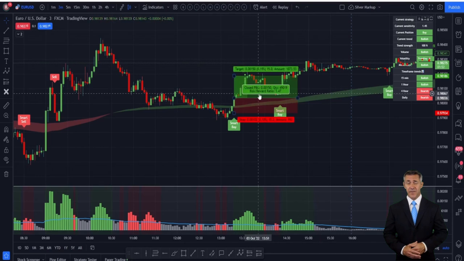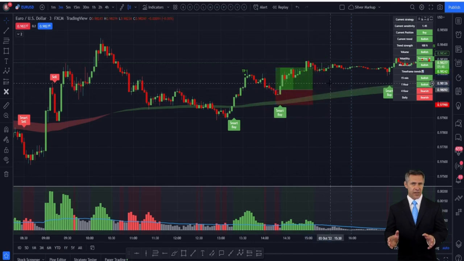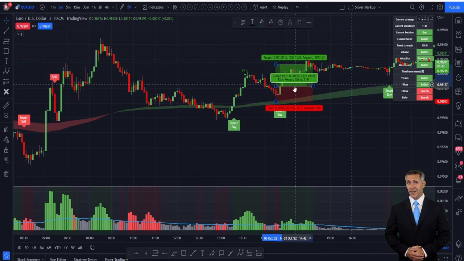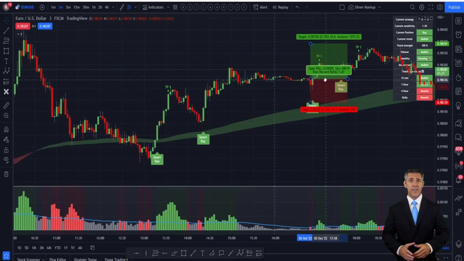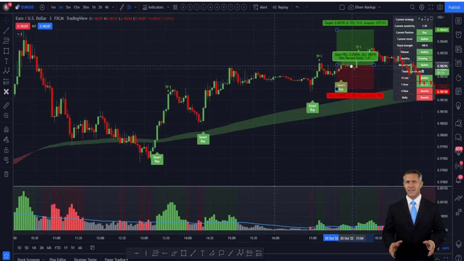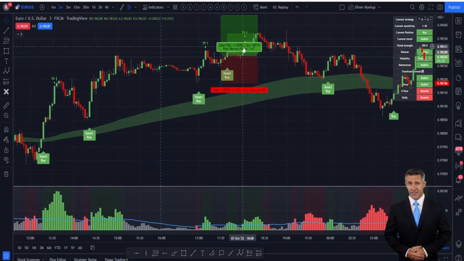So we can look at the different setups here. Let me minimize this a little bit so you can see that that would have been a winning trade. Not everyone's going to win. And then this would have been a winning trade. This would have been, let's see if it wins later on. That would have been a losing trade.